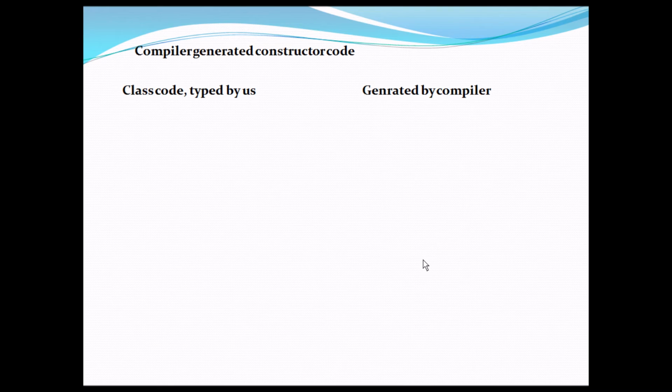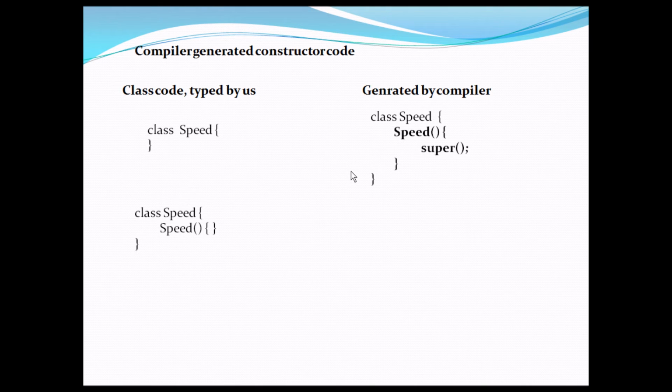Now we are moving to some interesting part: compiler generated constructor code. Suppose you are writing some code, what does the compiler do for you? We'll see this example. Suppose you wrote class Speed, what will the compiler do for you? The compiler will write this much code for you. It is creating a Speed constructor with the super constructor call. Okay, let's see this example. Now you can guess what the compiler can create for you.